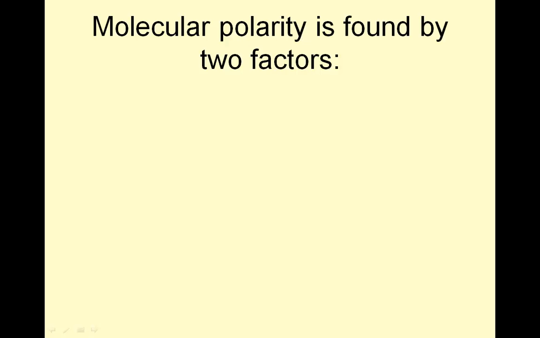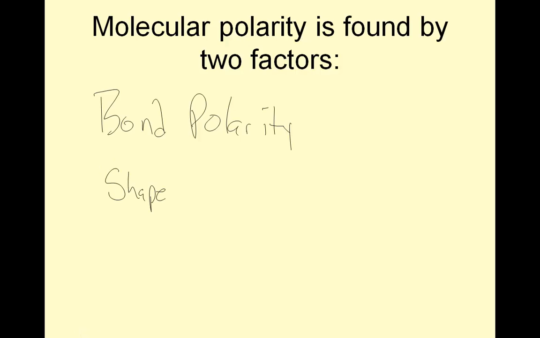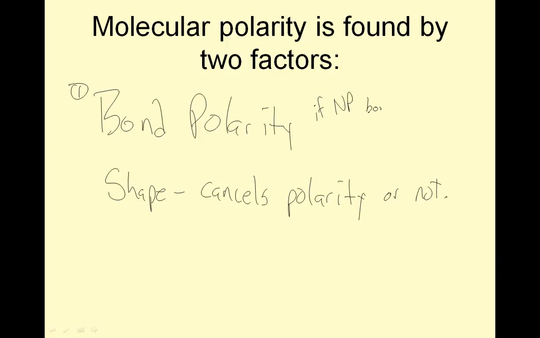Molecular polarity is found by two factors: bond polarity and shape, which comes down to whether it cancels or not. Bond polarity is the first and foremost one. If nonpolar bond, the molecule must be nonpolar. But if it has a polar bond, it must have a shape that does not cancel the polarity.